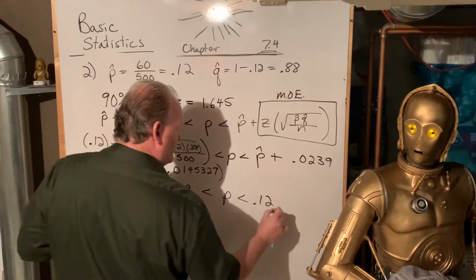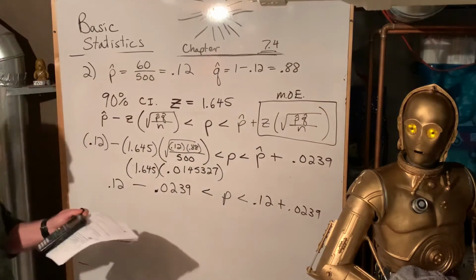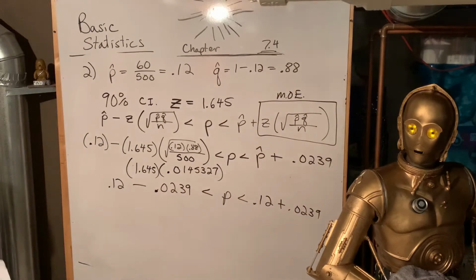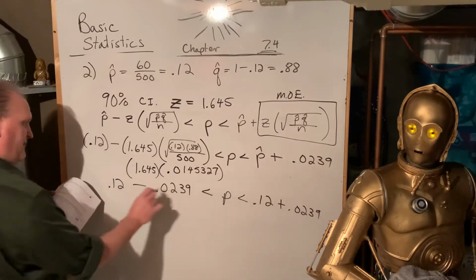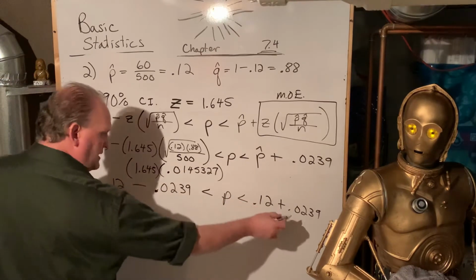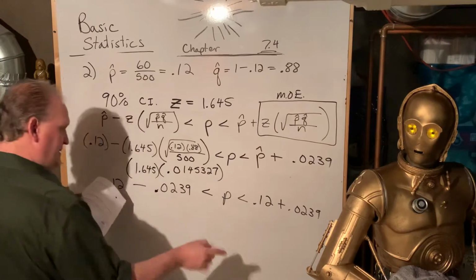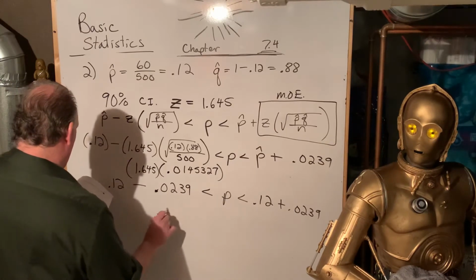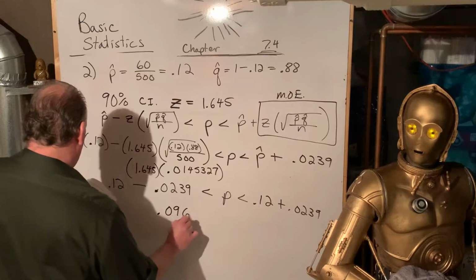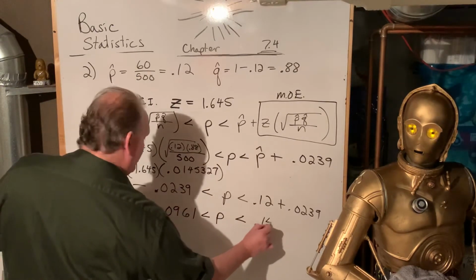That is 0.12 plus 0.0239. All right. And so now when we add those on, we get 0.12 minus 0.02 and 0.12 plus 0.02. It's about from 10 to 14. Here, let's see. We got 0.0961 is less than P, which is less than 0.1439.